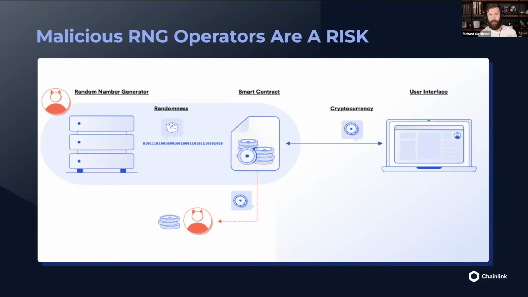So that's where Chainlink VRF comes in. We have that node network that's outside of the blockchain that will generate a random number along with the proof of randomness, and then submit that value to the blockchain.